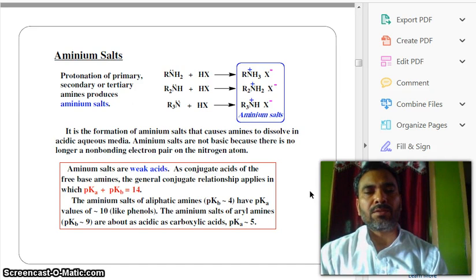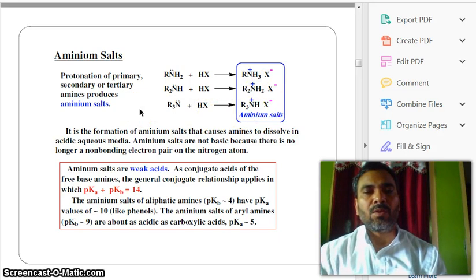Today in this video, I am going to talk about aminium salts. Protonation of primary, secondary or tertiary amines produces aminium salts. You can see here RNH2 combined with HX forming RNH3+ X-. R2NH, secondary amine, combined with HX forming R2NH2+ X-. R3N with HX forming R3NH+ X-, aminium salts.